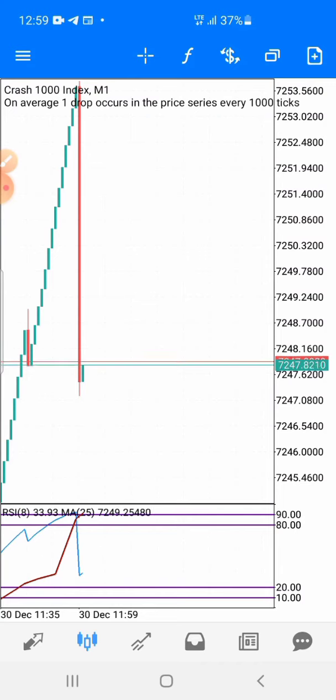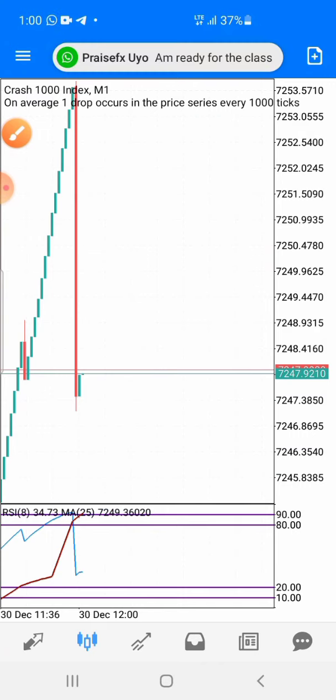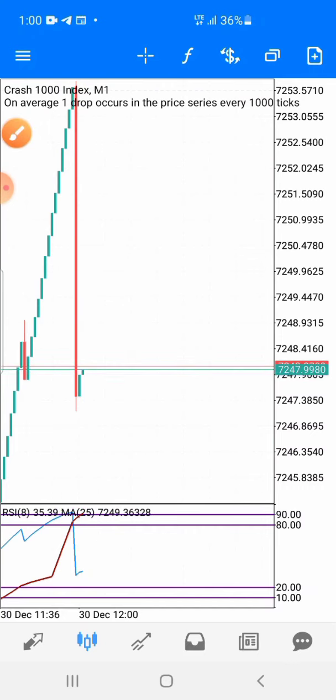Okay, so you can see the spike. All you need to do is to wait for our blue and dark red. Is it dark red or what is this color? Okay, any color at all. You know what I'm talking about. You just need to see these two lines at the overbought region, between level 80 and 90. Once you see them on Crash, you enter your sell.